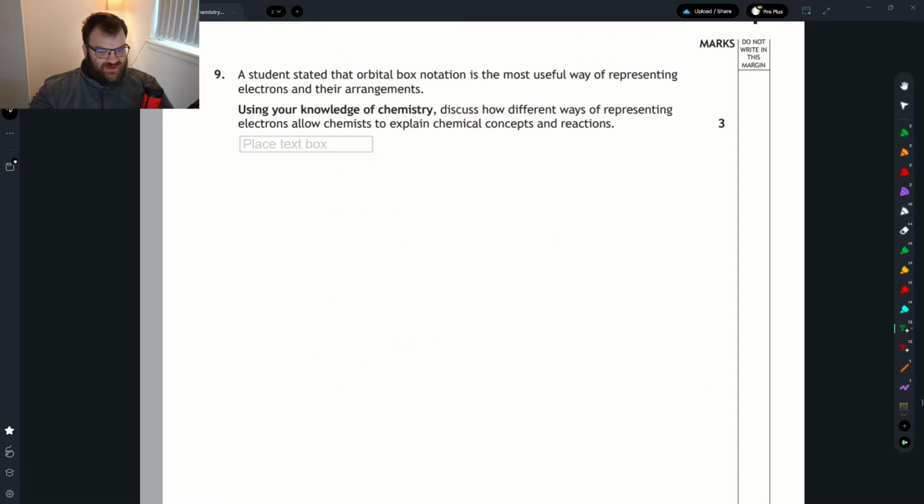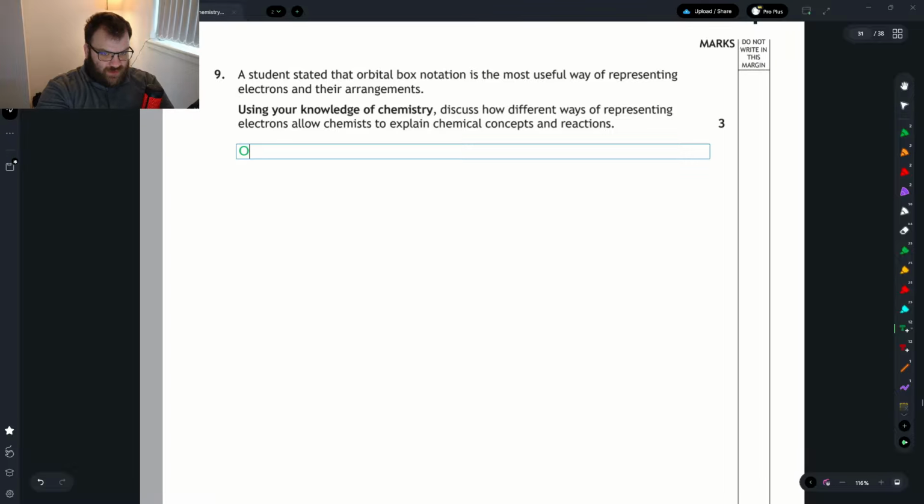This is our second using your knowledge of chemistry question, where we're looking to give a good answer for all 3, a reasonable answer for 2, and a limited answer for 1. First thing I'll do is talk about orbital box notation. And that shows how electrons fill orbitals, atomic orbitals.